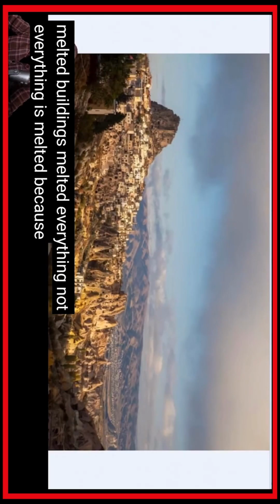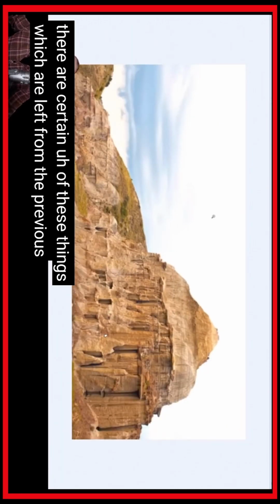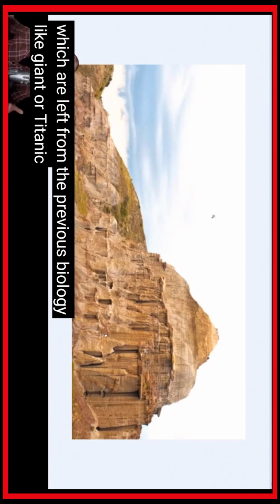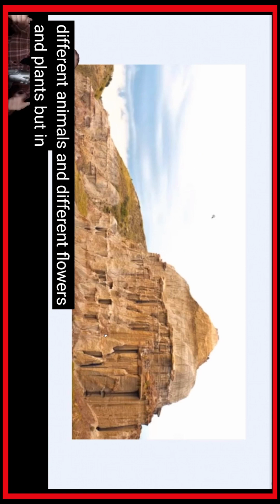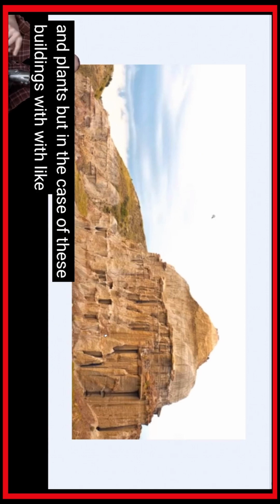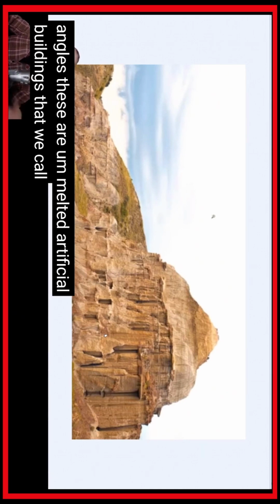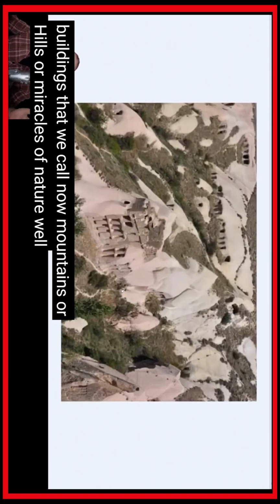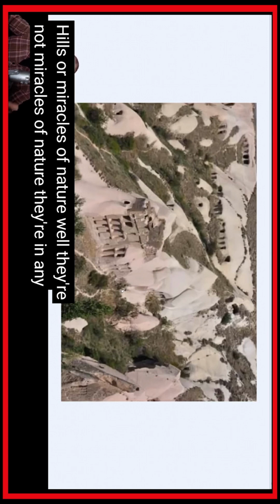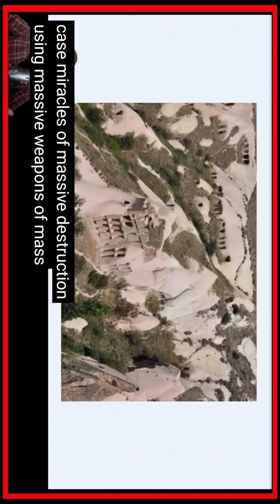Not everything is melted, because of course there are certain of these things which are left from the previous biology, like giant or titanic trees and different animals and different flowers and plants. But in the case of these buildings with like angles, 90 degrees angles, these are melted artificial buildings that we call now mountains or hills or miracles of nature. Or they're not miracles of nature, they're in any case miracles of massive destructions using massive weapons of mass destruction.